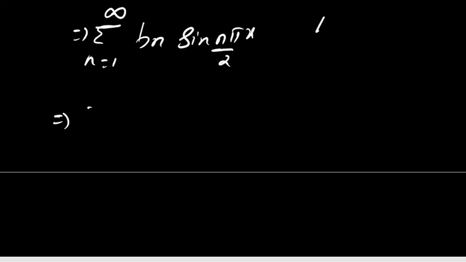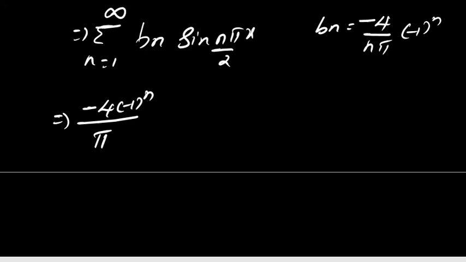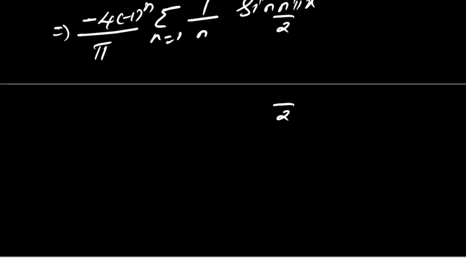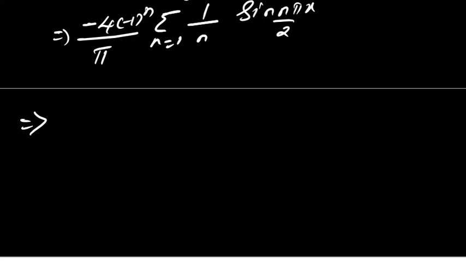And what is Bn? We have got Bn is equal to minus 4 by n pi, minus 1 power n. You can substitute it. Keep n inside the summation. The other constants you can keep out. So it is minus 4 minus 1 power n by pi, because n is depending on the summation. So summation n is equal to 1 to infinity, 1 by n sine n pi x by 2. Expand the summation by substituting n is equal to 1, 2, 3.